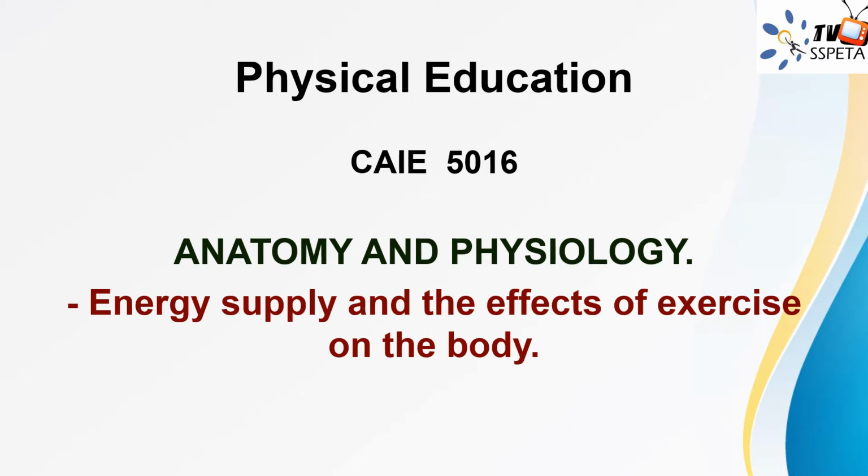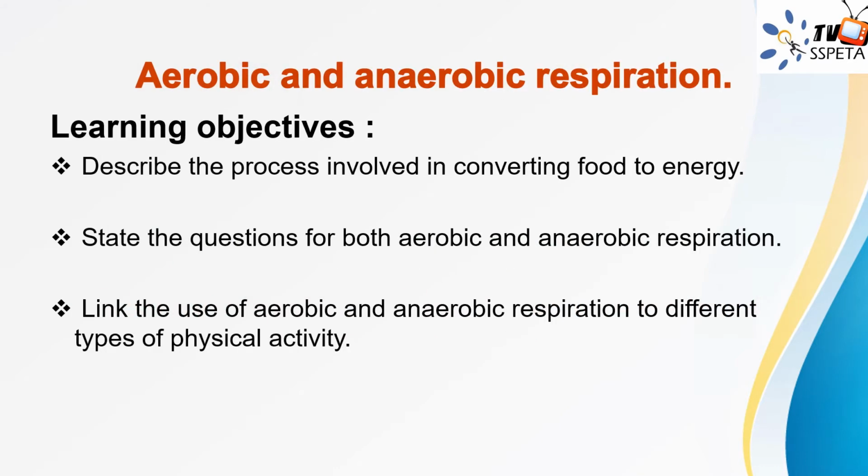Energy supply and the effects of exercise on the body. Aerobic and anaerobic respiration. Learning objectives. Describe the process involved in converting food to energy. State the equations for both aerobic and anaerobic respiration. Link the use of aerobic and anaerobic respiration to different types of physical activity.